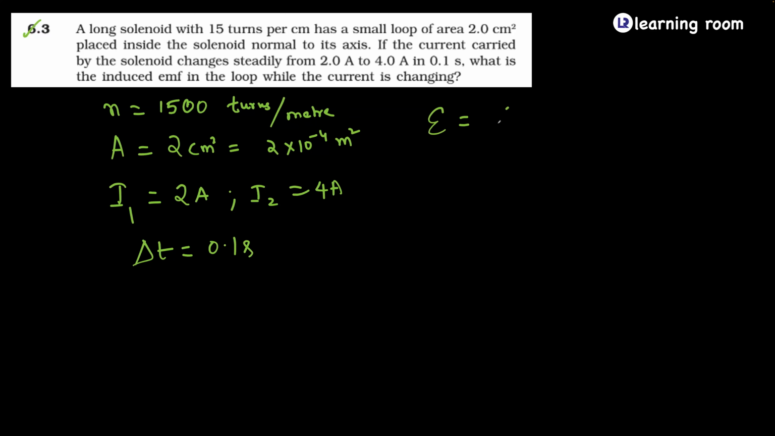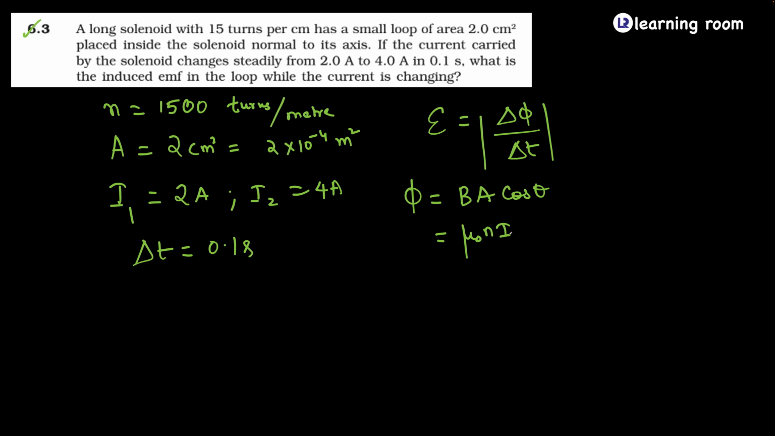So EMF is equal to delta phi divided by delta T. I'm only taking the magnitude. So when I talk about phi, phi is equal to BA cos theta. What is the value of B? B is mu naught N into I. So here, because the current is changing, which parameter is changing? Magnetic field is changing because magnetic field is directly related to current. Am I clear with that?